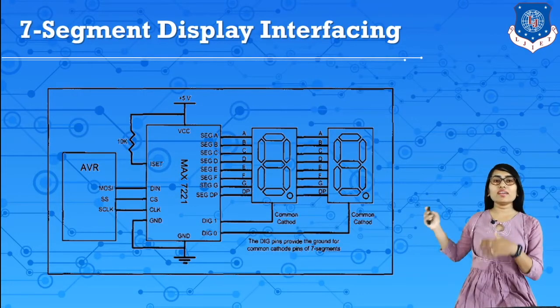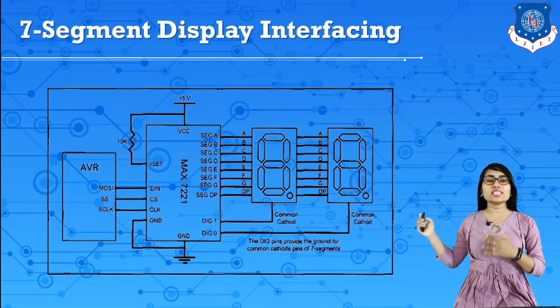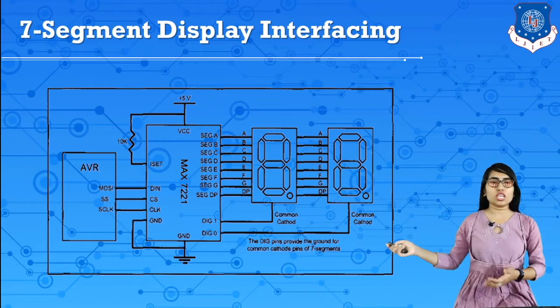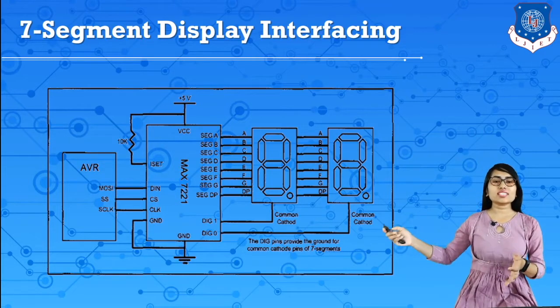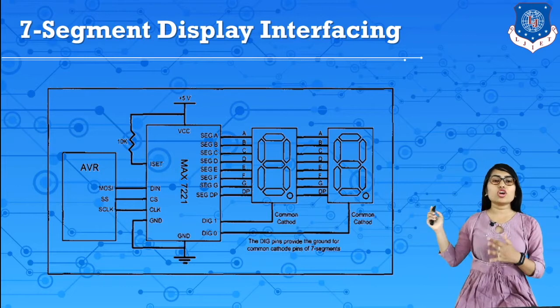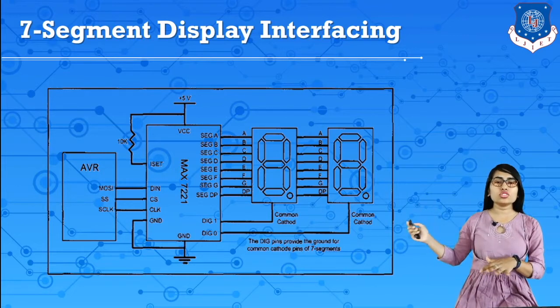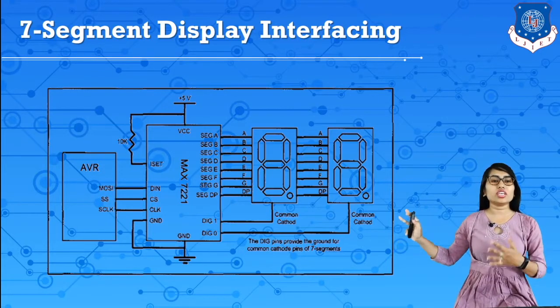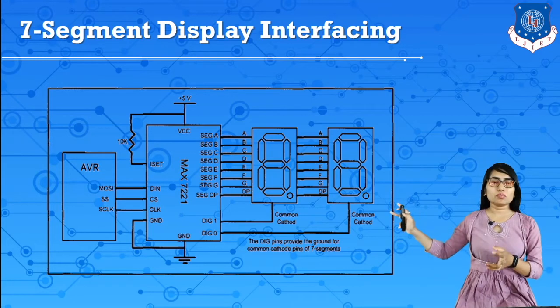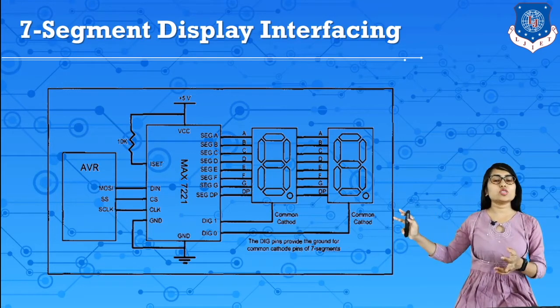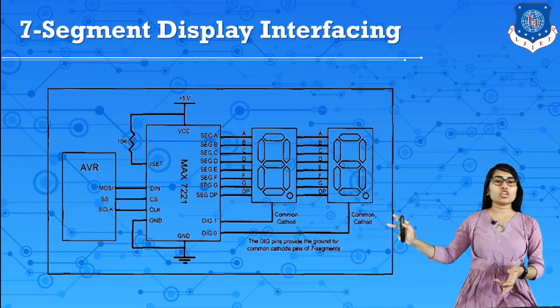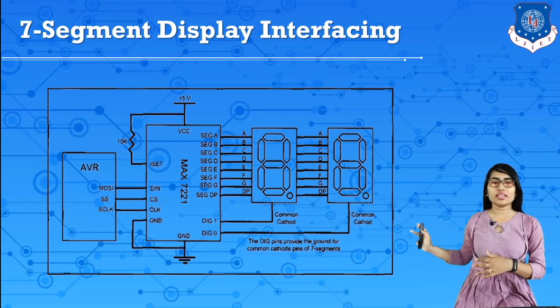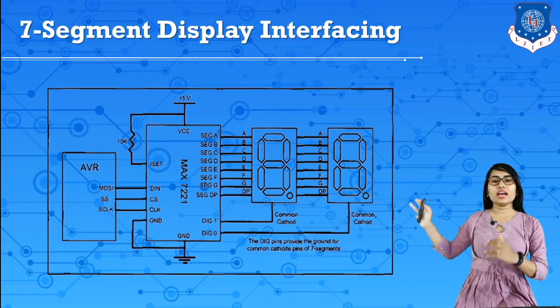So here we have a 7 segment LED display interfacing with AVR. Here AVR is connected with these types of LEDs. This shows a basic IC structure. Now this basic IC structure display can be connected with AVR like this. MOSI pin is connected with D-in, SS pin is connected with chip select, and clock is connected with clock, ground is connected like this. And here we have a segment.